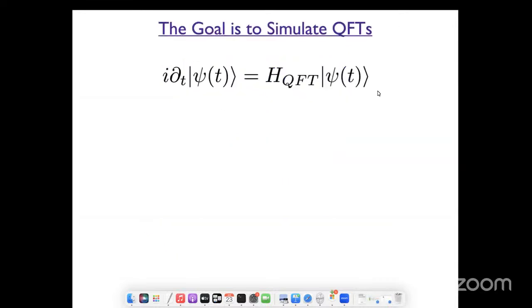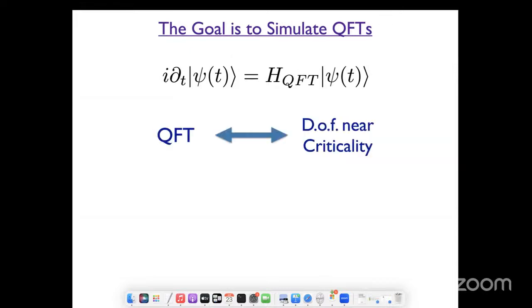So the goal, if you like, is to go back to childhood and see if we could solve the Schrodinger equation, except that the Hamiltonian is the Hamiltonian of a quantum field theory. And so how does one think about solving this kind of equation?